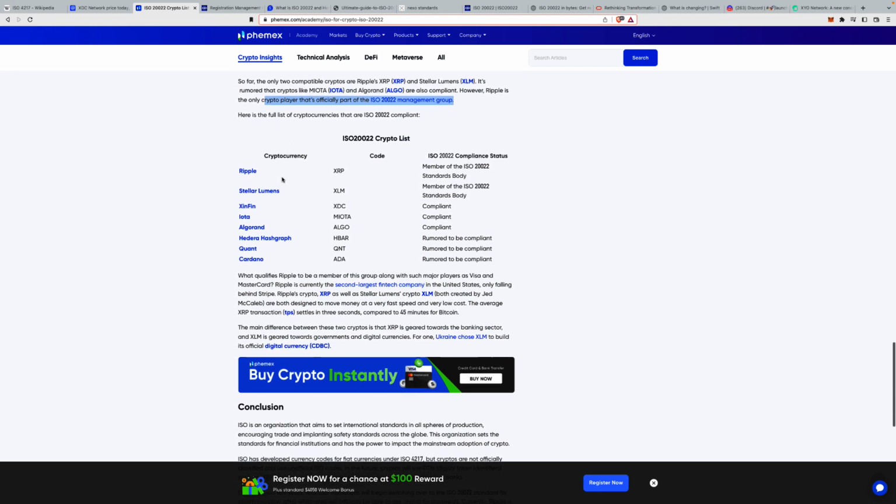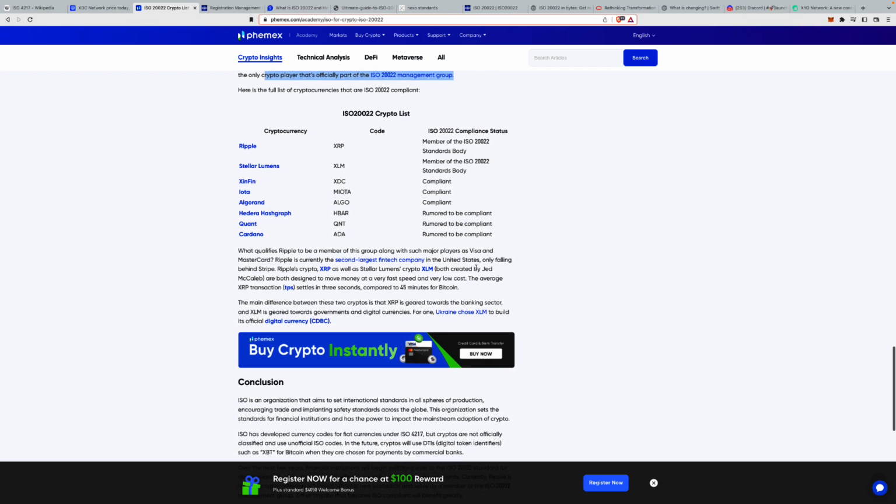Here's a full list. Ripple, XRP, right at the top, member of the ISO 20022 standards body. Stellar, member of the ISO 20022 standards body. Xinfin, XDC, compliant. IOTA, compliant. Algorand, compliant. HBAR, rumored to be compliant. Quant, rumored to be compliant. Cardano, rumored to be compliant.